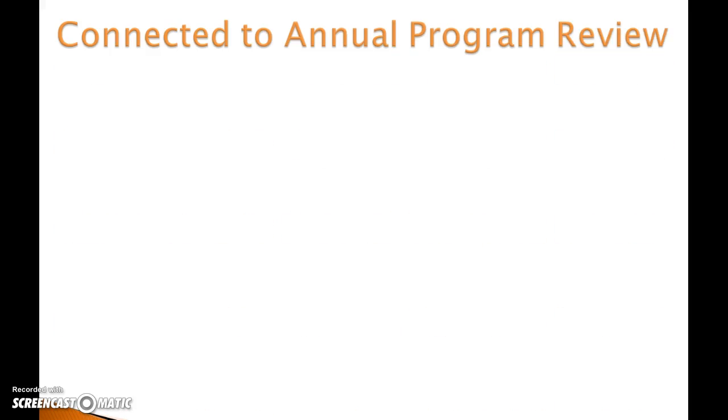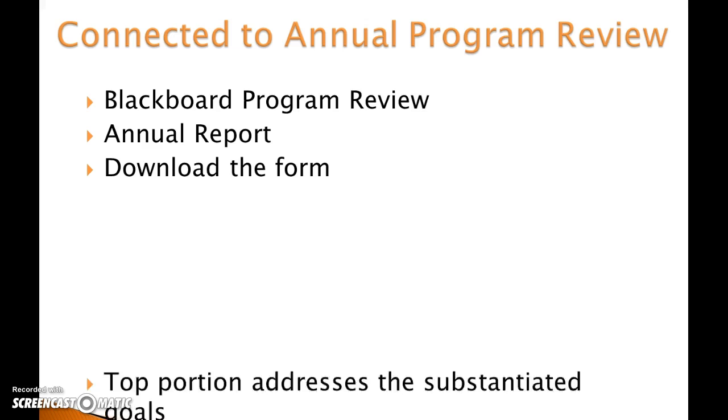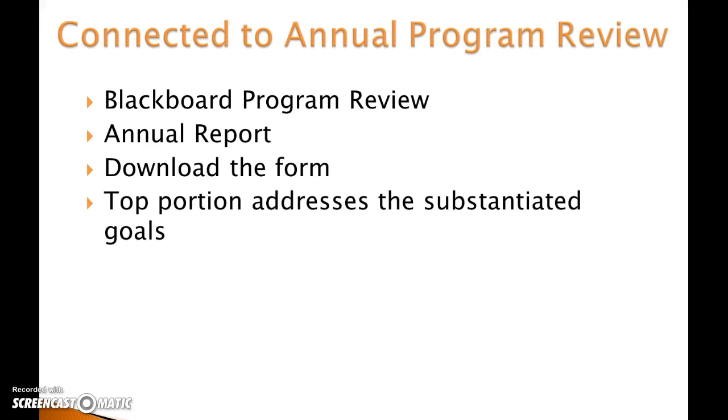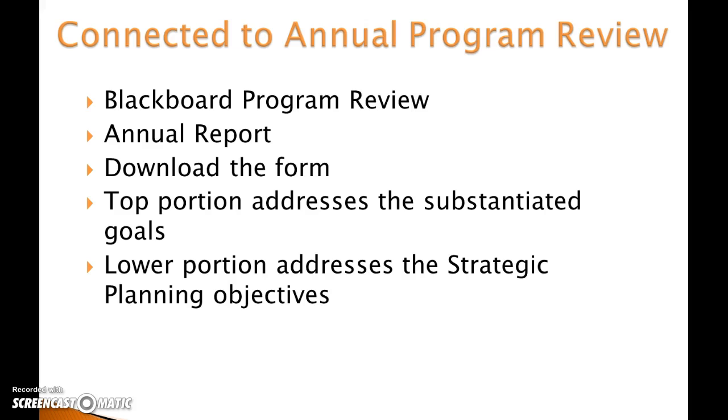Part of this process was in order to connect the strategic plan in a stronger way to the annual program review report. So some of the things that we're going to do is to look at Blackboard Program Review, the annual report, download the form. The top portion addresses the substantiated goals for each program, but the lower portion addresses the strategic planning objectives.